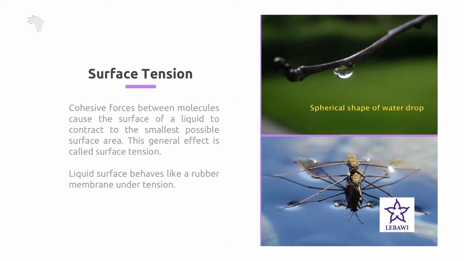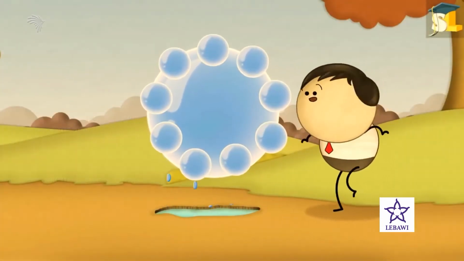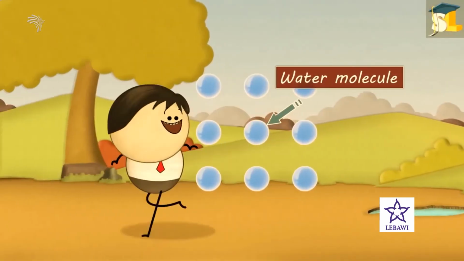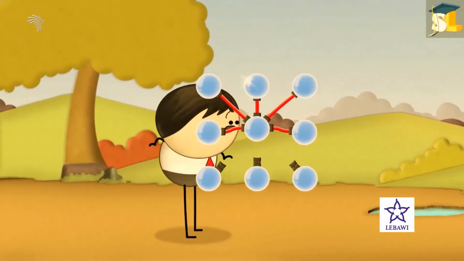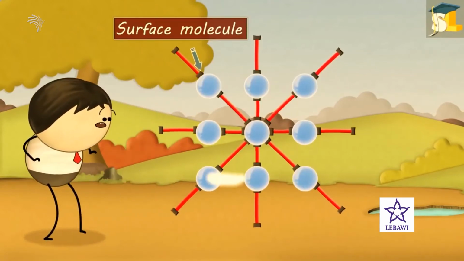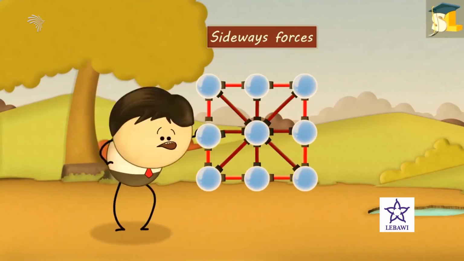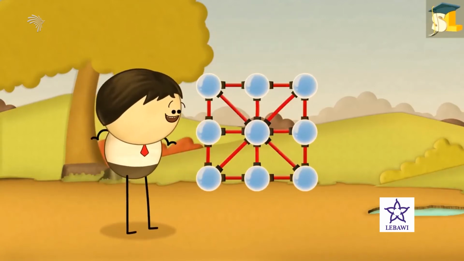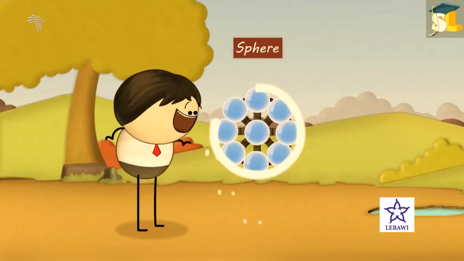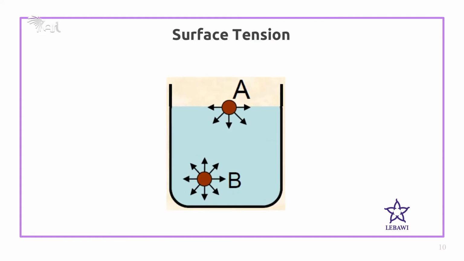Let us see the other point, which is surface tension. Cohesive forces between molecules cause the surface of a liquid to contract to the smallest possible surface area, and this general effect is called surface tension. The liquid surface behaves like a rubber membrane under tension. We can see the spherical shape of a water drop and water striders as an example. Let's see the following diagram to explain the concept of surface tension.